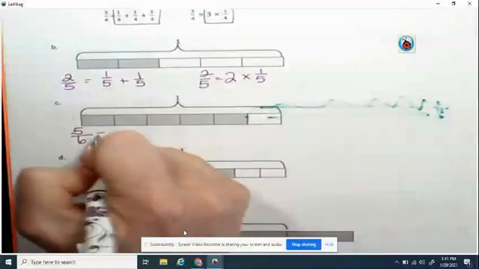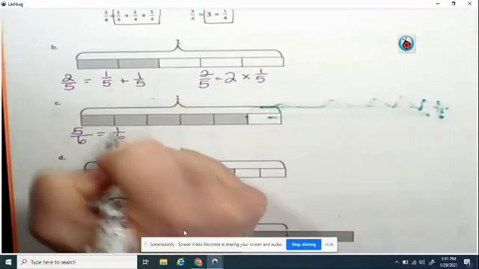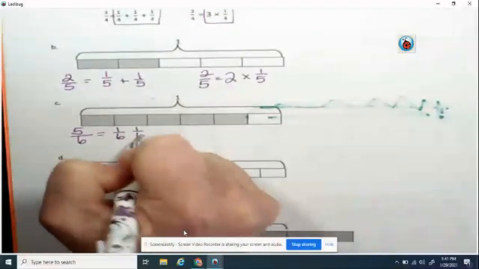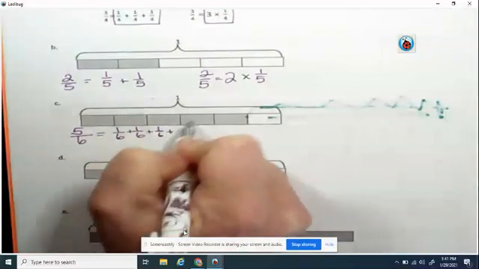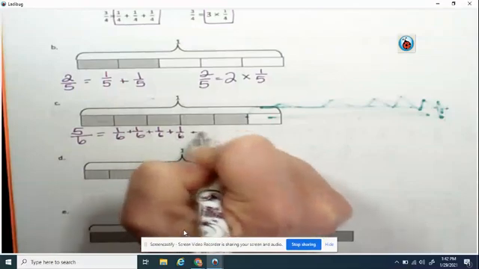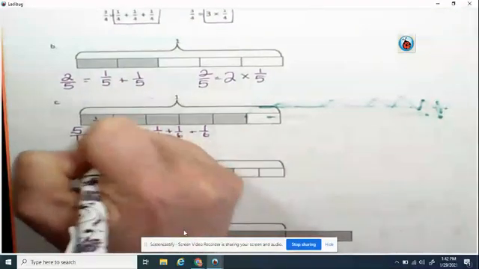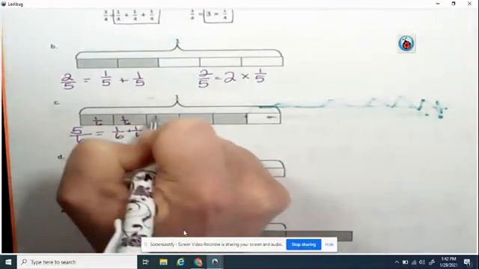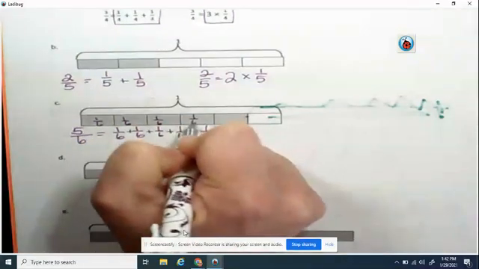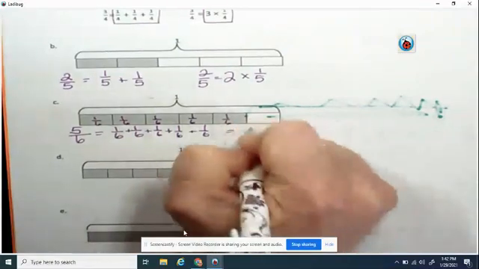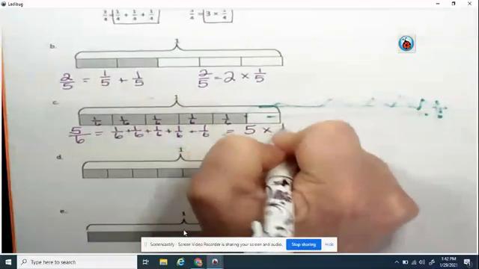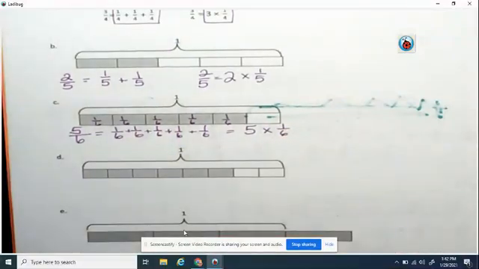Okay, so if I write that as a unit fraction, I've got 1/6 here, and 1/6 here, and 1/6 here, and 1/6 here, and 1/6 there. So I could literally write them in like this too. Each one of those is 1/6. Okay, so I've got 1/6 5 times, which means I've got 5 times 1/6.